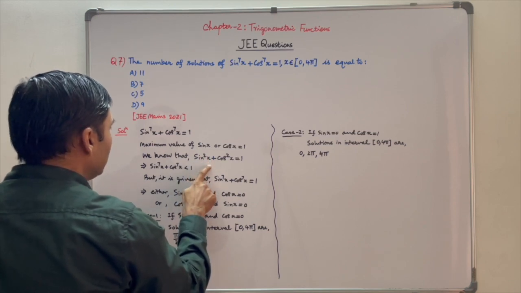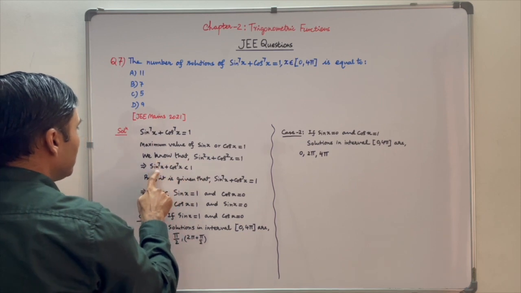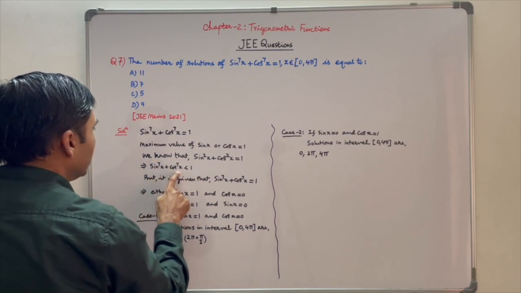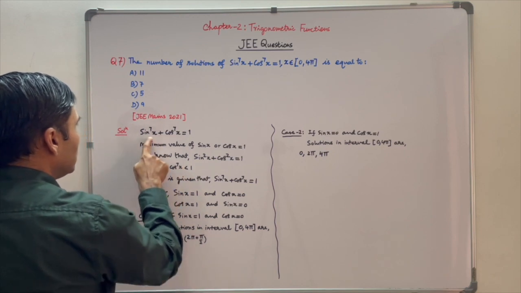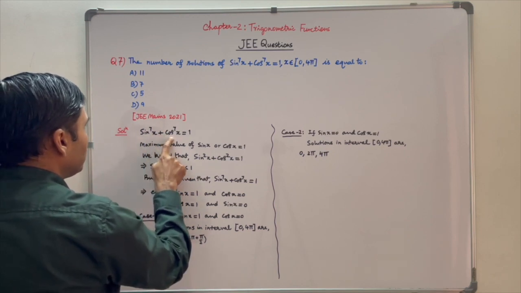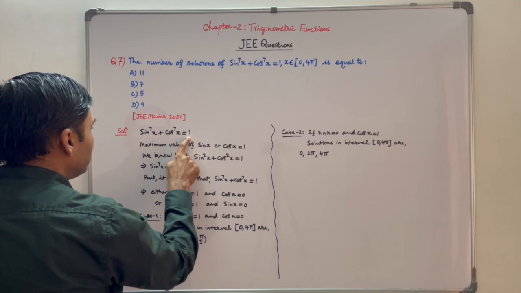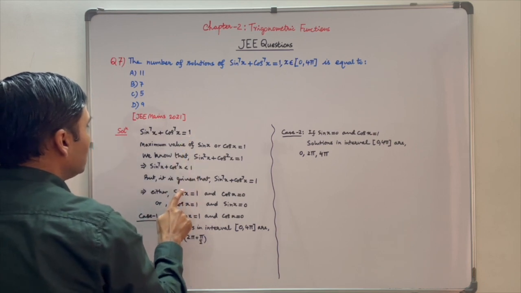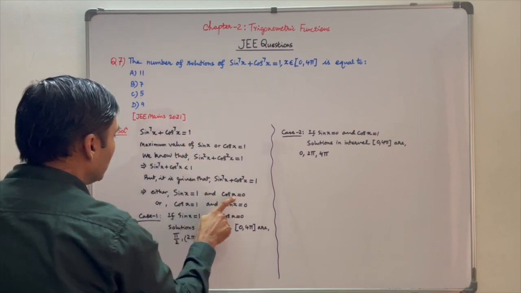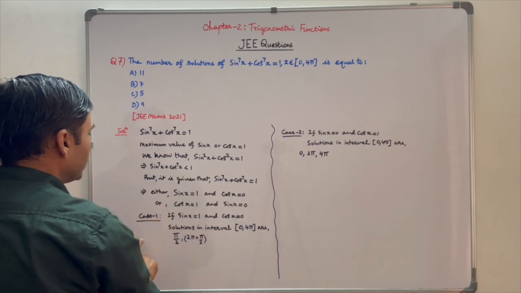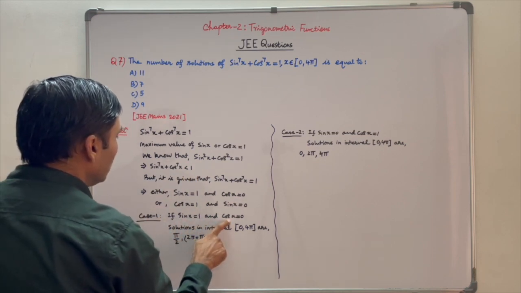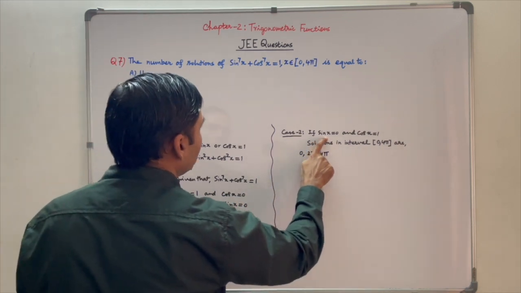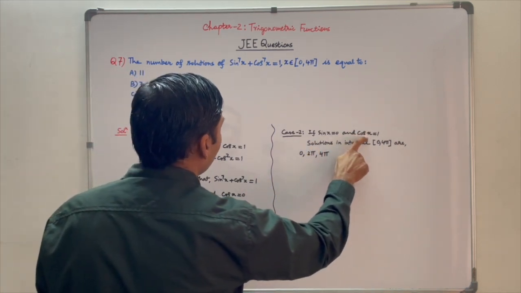So applying the same logic, we can say that sin to the power 7 x plus cos to the power 7 x will be less than 1. But it is given that sin to the power 7 x plus cos to the power 7 x is equal to 1. That means one of them is 1 and another is 0. So we will consider two cases, when sin x is equal to 1 and cos x is equal to 0, and when sin x is equal to 0 and cos x is equal to 1.